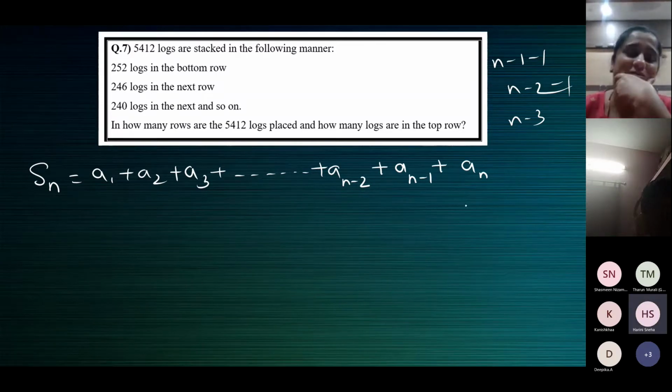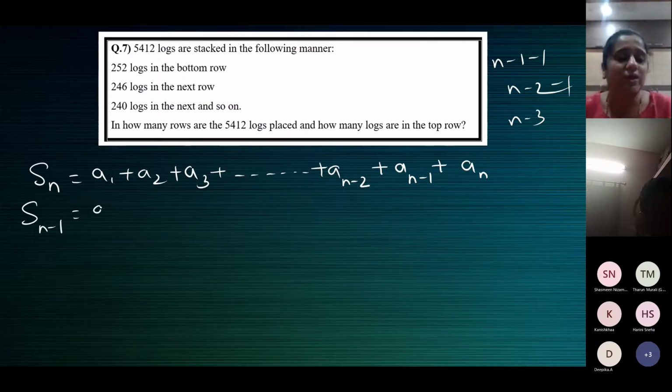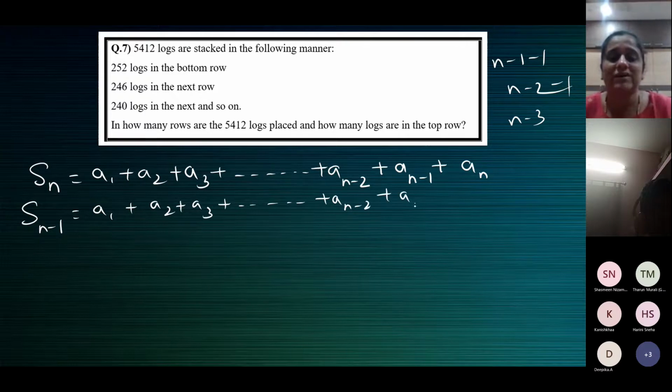Is it understood or no? You want me to repeat it? Understood? Or I'll repeat. Understood. Okay. Now let's write what Sn minus 1 is. It's A1 plus A2 plus A3, it goes on like this, An minus 2 plus An minus 1. That's all right? Correct. I'll only give the question and the answer.